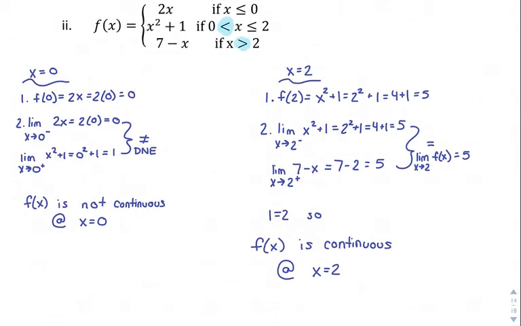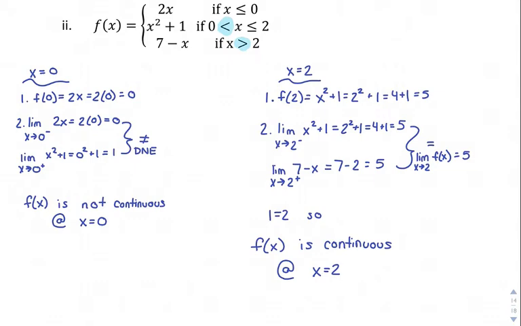For number 2, you're going to have two problem areas, x equals 0 and x equals 2. If you test x equals 0, f of 0, you're using that first equation because that's what equals 0. So you would get 0 there. And then for the limit, you're using the second and first equation to test it. The left-sided limit is that first equation. The right-side limit is that second equation. If you notice, 0 and 1 are not the same number. Therefore, that limit does not exist. Therefore, this function is not continuous at x equals 0.